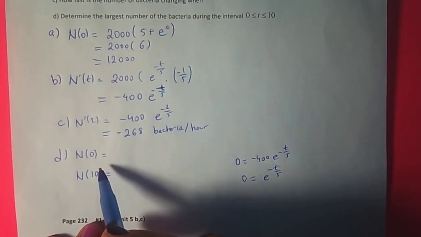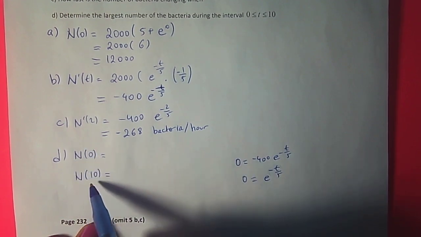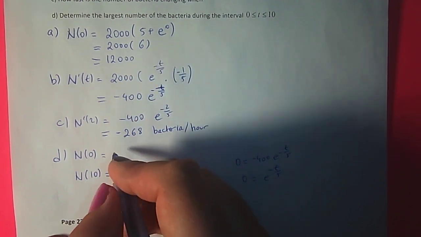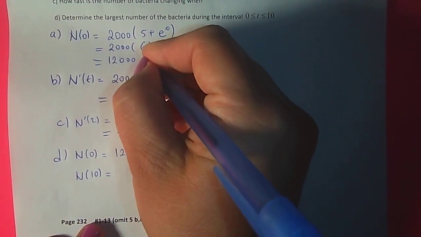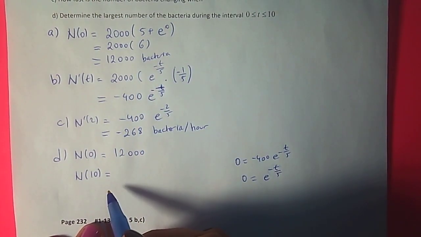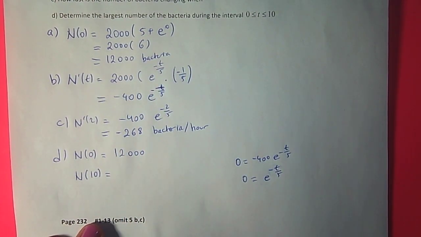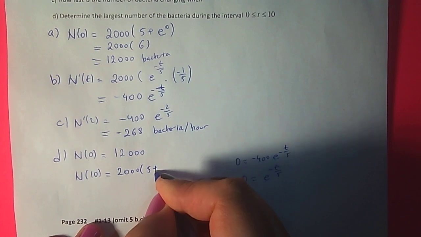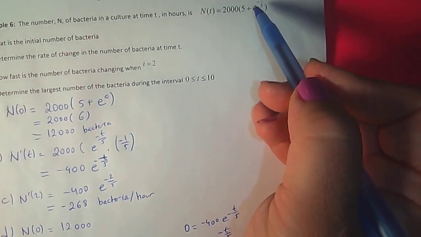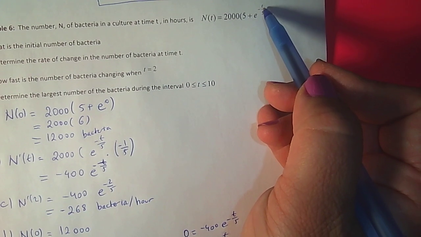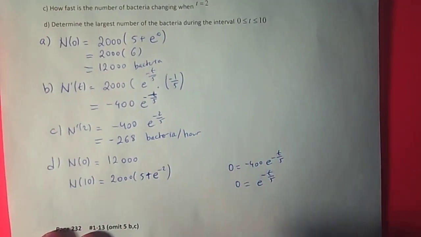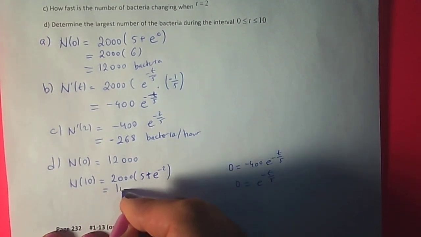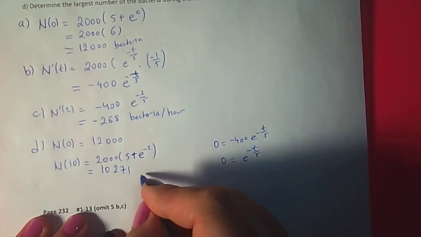Then to decide what is maximum, we can only check the endpoints of this interval. When you substitute 0, we already calculated it in part A. So we get 12,000 bacteria. Okay, now we are going to substitute 10 in here. So we get 2000 times (5 plus e to the power of negative 2 over 5). Substitute 10, you get negative 2 here. Then if you calculate this, we end up with 10,271 bacteria.